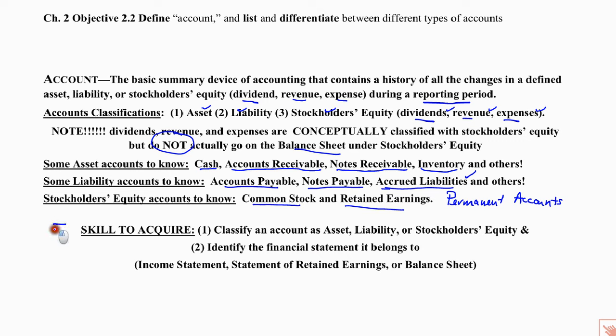So here is a very important skill for you to acquire. To classify an account as an asset, a liability, or stockholders' equity, and then identify the financial statement it belongs to. So all assets belong on the balance sheet, liabilities belong on the balance sheet. Stockholders' equity, you'll have revenues and expenses on the income statement, dividends in the statement of retained earnings, and the retained earnings account is on the balance sheet and on the statement of retained earnings.